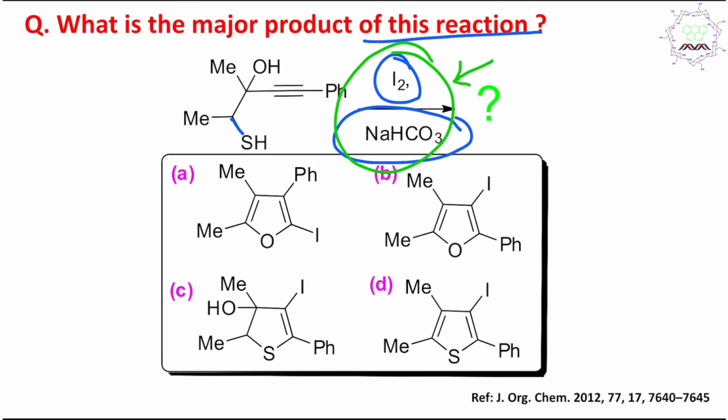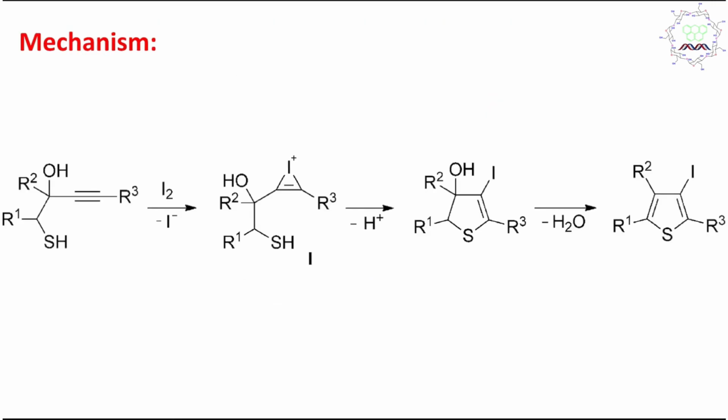I've already discussed iodolactonization. You may visit for better understanding. This is iodolactone formation. Okay? No. So in this way it will produce during the reaction, and there are 4 options. So let's learn the mechanism.